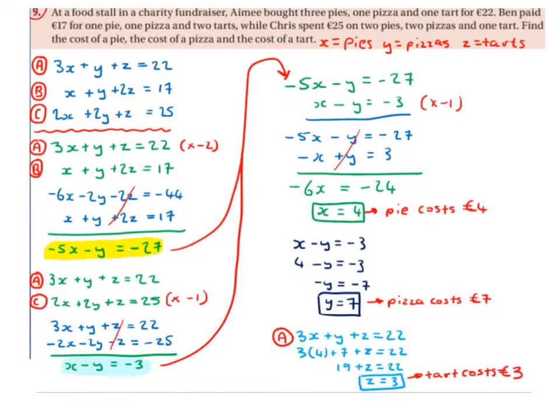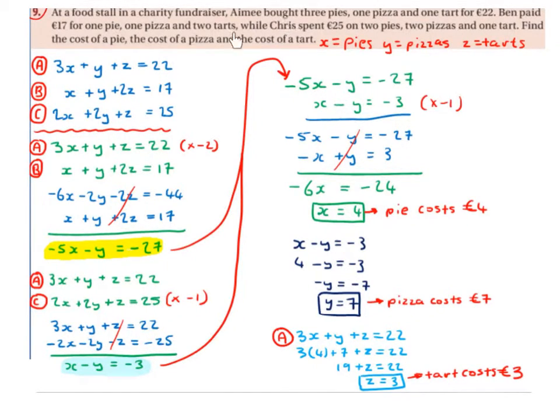Ben paid €17 for 1 pie, 1 pizza and 2 tarts. So equation B represents Ben. So 1 pie is going to be X, 1 pizza is going to be plus Y, and 2 tarts is going to be plus 2Z, and that's all going to be €17, so equal to 17. So Ben's equation is X plus Y plus 2Z equals 17.